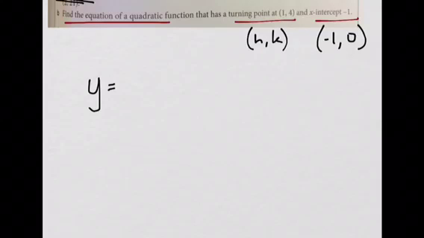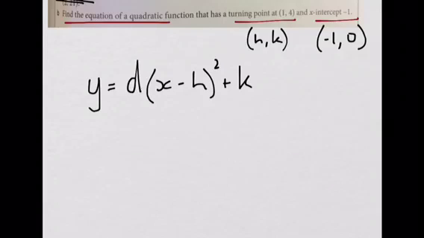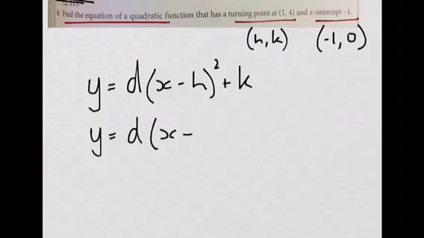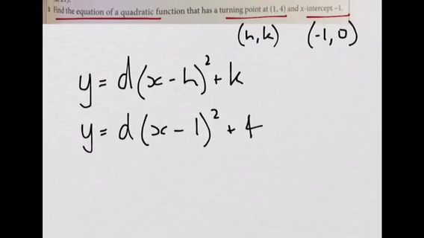The fact that they've given us a turning point gives us a hint of how we want to start. Let's start with the turning point form of the equation for quadratics. So here we have the turning point form of the equation. Substitute what we know in, so we know h and k: y = d(x minus h) squared plus k, h was 1, so x minus 1 squared, plus k, k was 4. Okay, so here's our turning point form equation with our turning point coordinates in it.